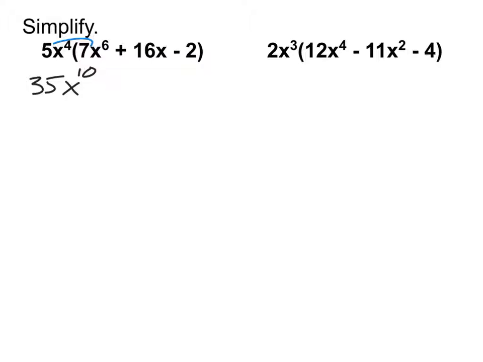Then I'm going to multiply the same 5x to the fourth out to the 16x. The plus stays a plus. 5 times 16 is going to be 80. And so that becomes 80x to the power of 5, remember. Because yes, there is a power of 1 on that x, even though we didn't write it in, that is x to the power of 1.